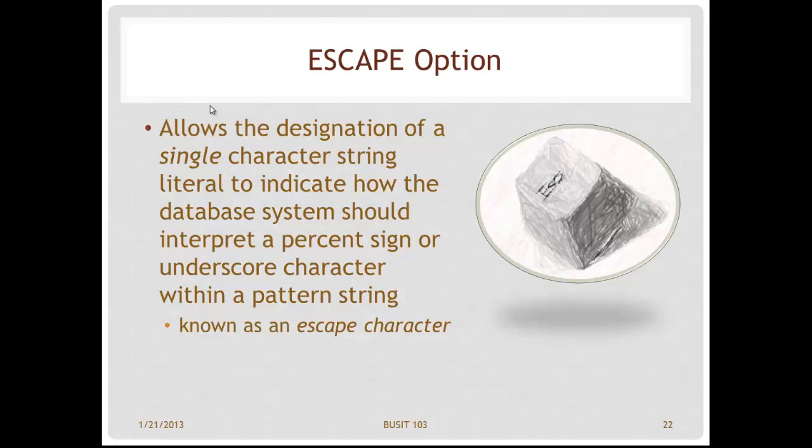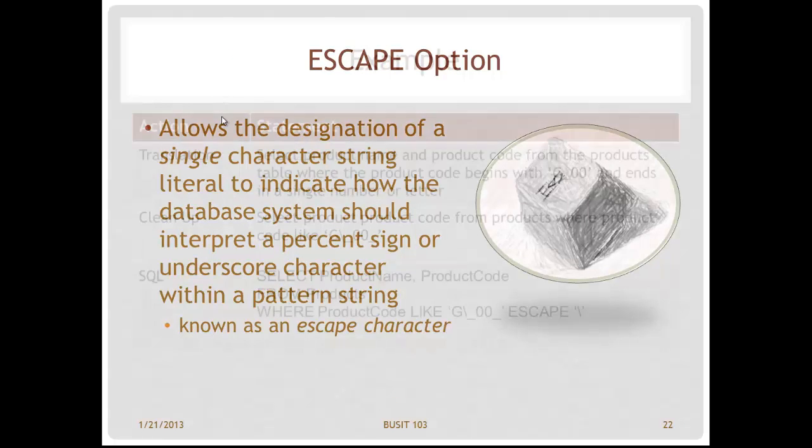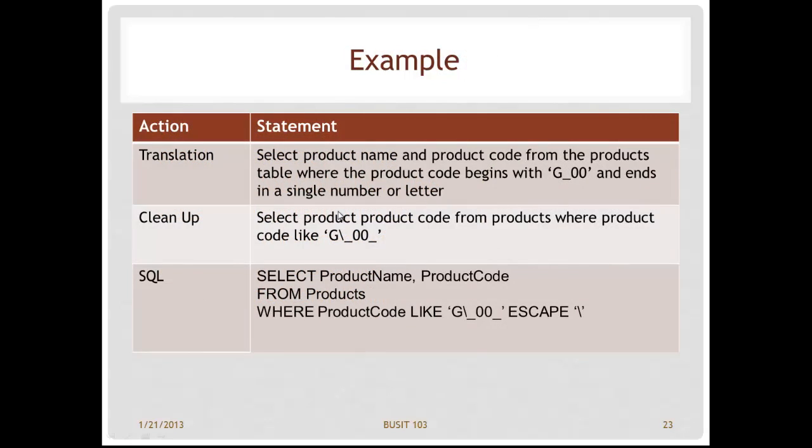The escape option, it's not really the escape key, but what the escape option does for us is it allows us to write a criteria that includes one of the wildcards. So if we have a product code that begins with G underscore, we have to tell the system that that underscore is a literal. And so we put a slash in front of it that says the character that follows me is a literal, and then at the end we tell it with the escape and the slash that it is a literal.